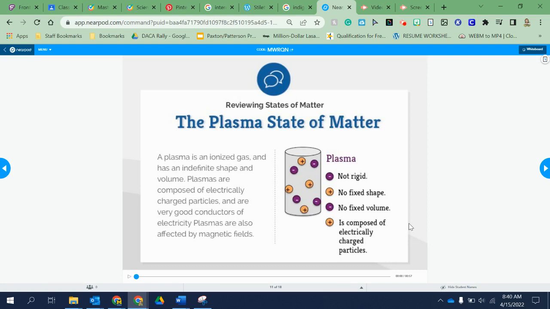And then, really quick, we're not going to focus too much on plasma, but it's just an ionized gas, meaning it has positive and negative charges throughout it, right? Plasmas are composed of electrically charged particles, and they're good conductors of electricity. Plasmas are also affected by magnetic fields. And so you'll find these in, again, plasma TVs and other things around your home that are plasma or that contain plasma. But again, we're not going to focus on this one too much, as opposed to solid, liquid, and gas.